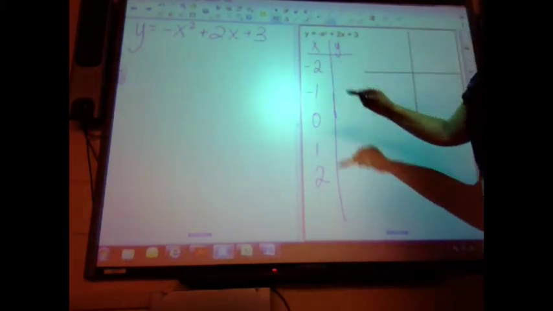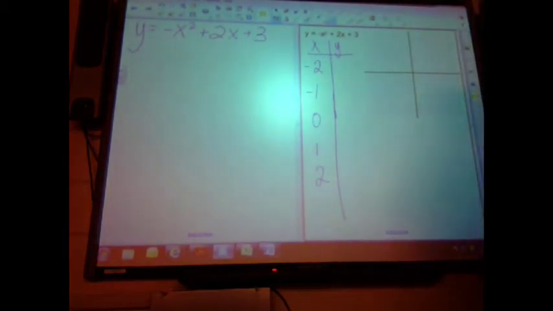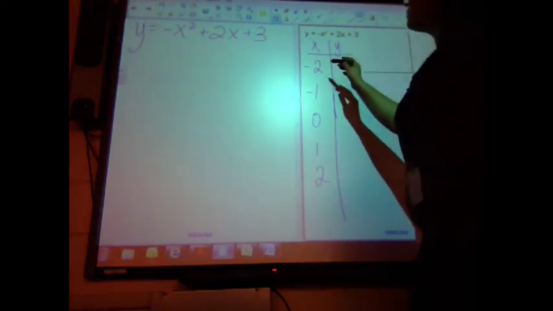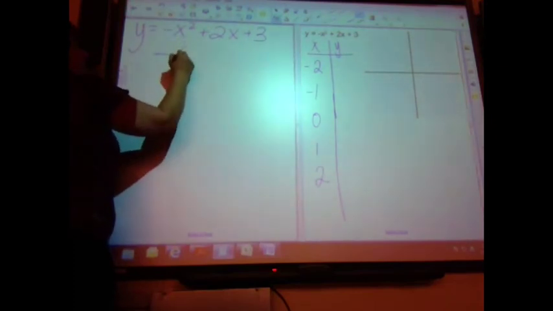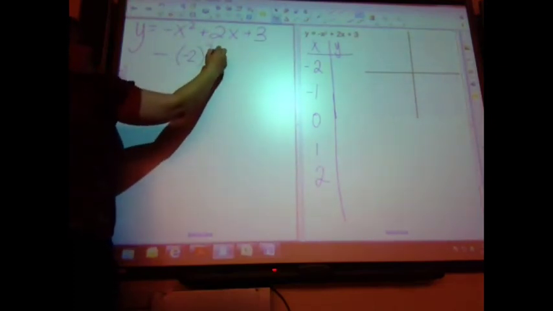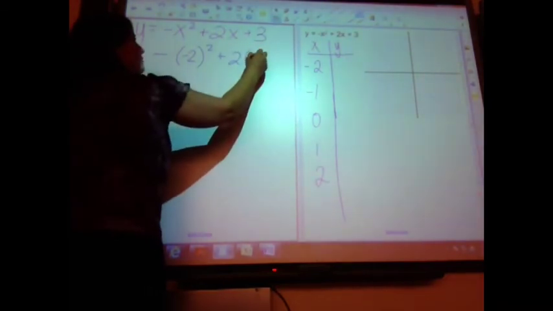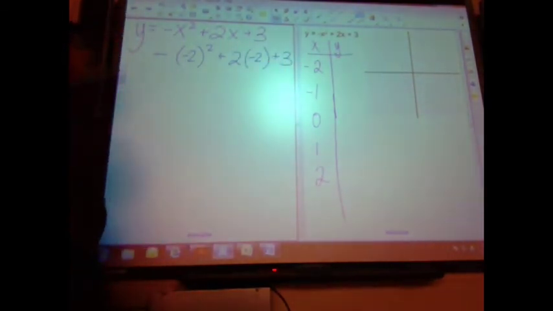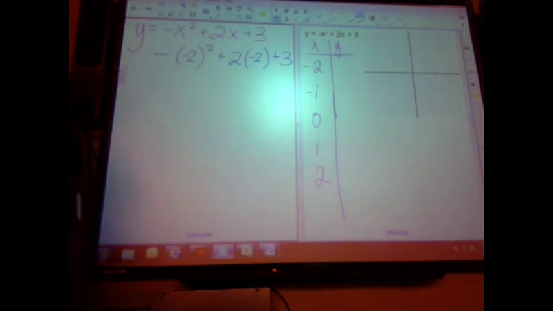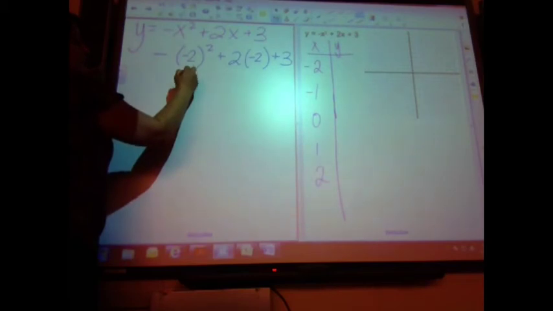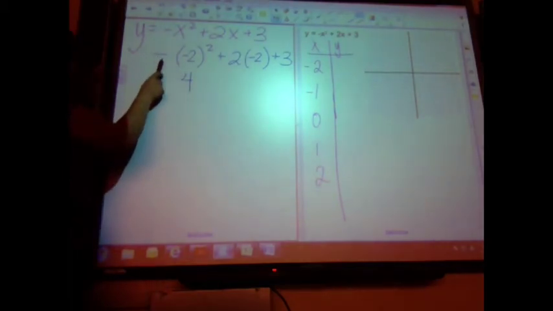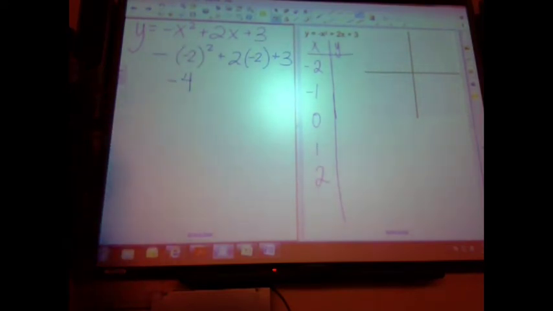So we're going to start by plugging negative 2 in for all of the x's. So I'm going to do the opposite of negative 2 squared plus 2 times negative 2 plus 3. So we need to think about order of operations. First I do exponents. Negative 2 squared means negative 2 times negative 2. That's 4. This negative sign in the front turns this into the opposite of whatever happened here. So the opposite of 4 means negative 4.